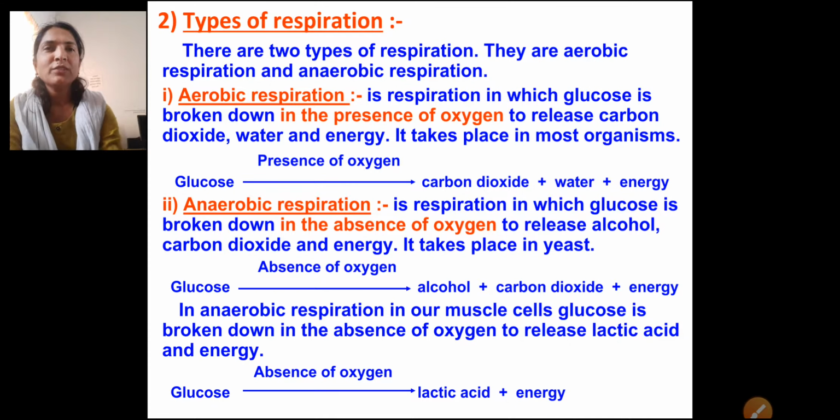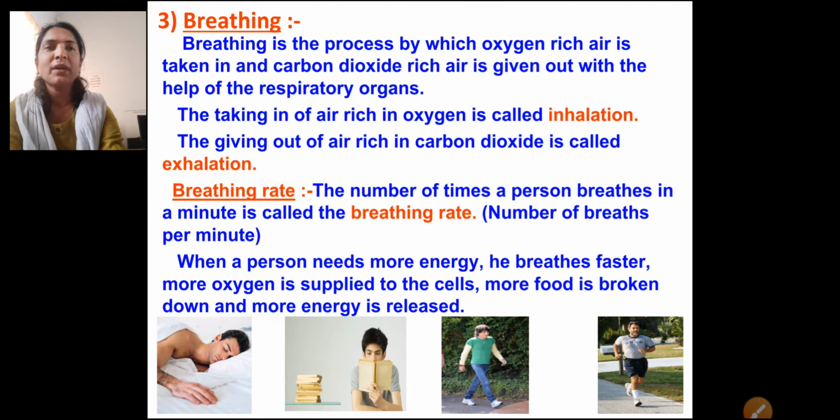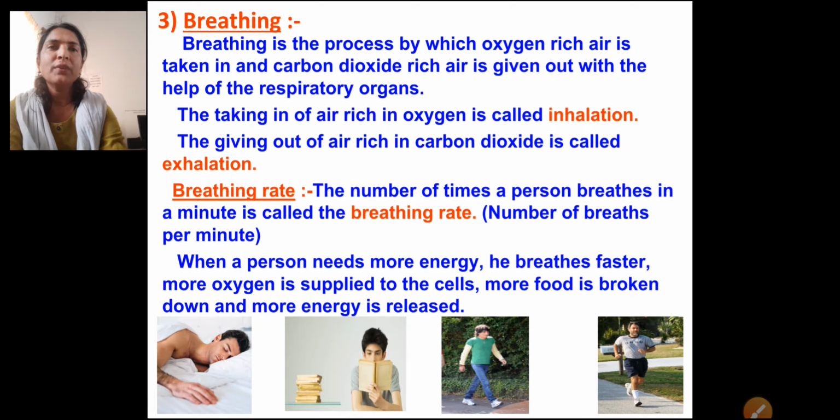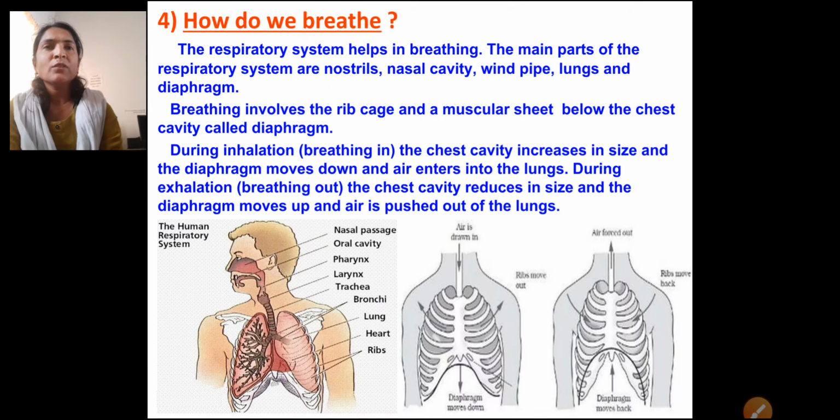Types of respiration, aerobic respiration and anaerobic respiration, were also explained in the previous part. Also completed breathing and how do we breathe. This point we are going to learn now. In the previous part you learned about breathing and breathing rate. So now, how do we breathe? Here you can come to know what is meant by breathing and how do we breathe.